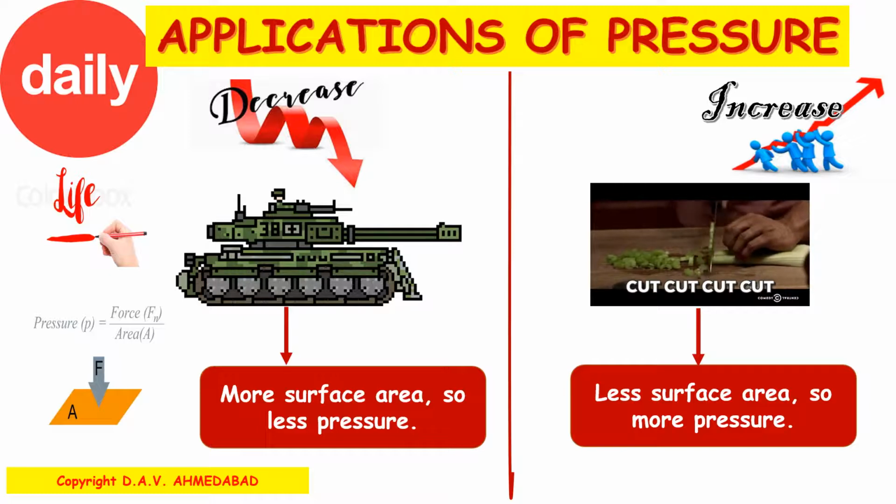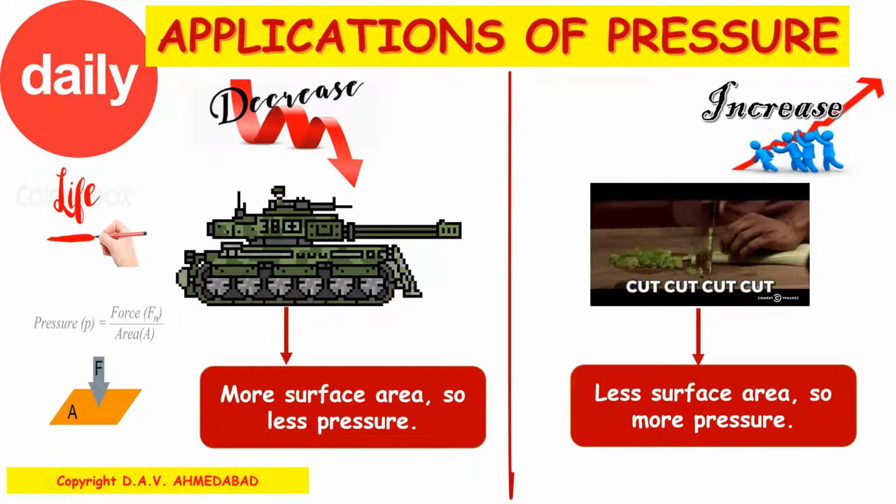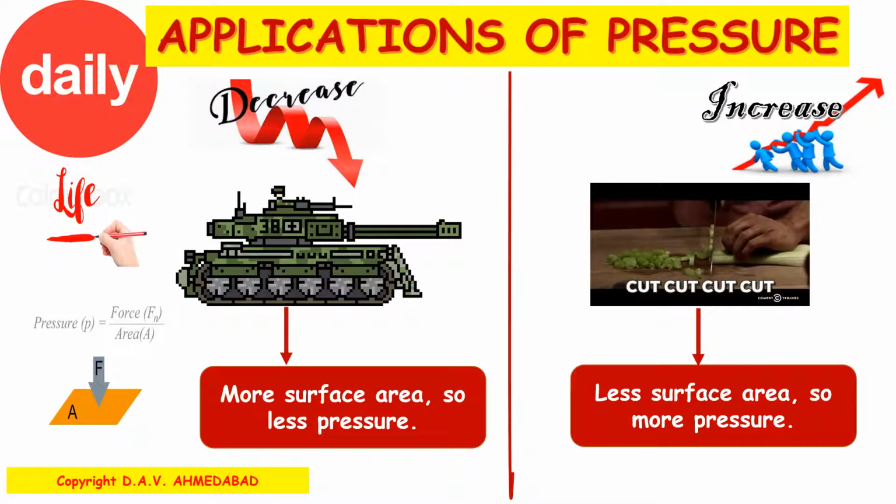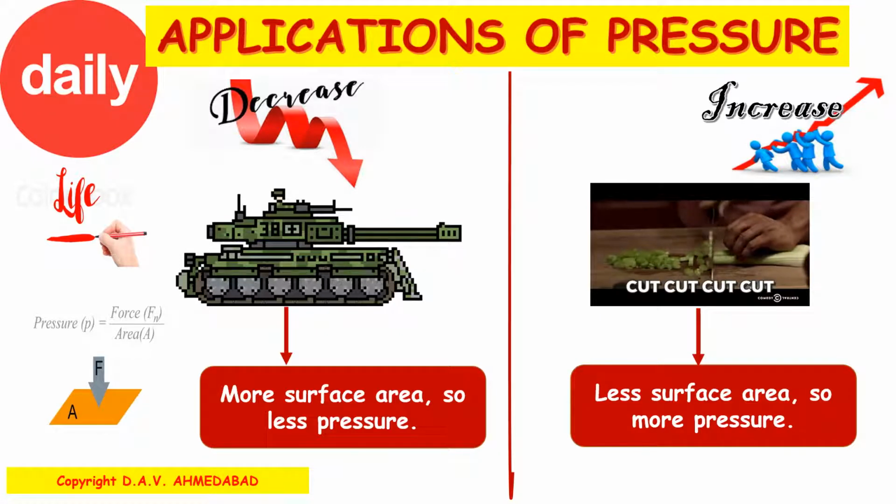Whereas when we are cutting vegetables or fruits, we have to reduce the surface area to enhance the pressure. So less surface area, more pressure. These are two examples of application of pressure in our day-to-day life.